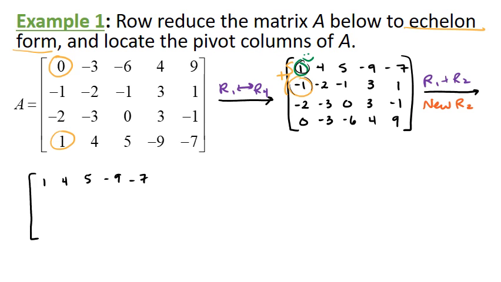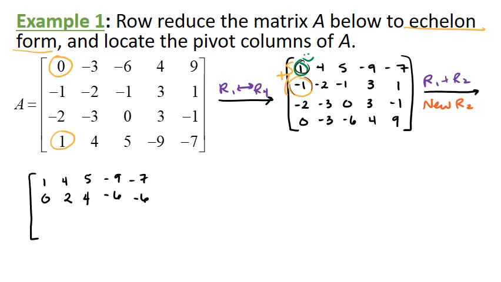1 plus negative 1 is 0. 4 plus negative 2 is 2. 5 plus negative 1 is 4. Negative 9 plus 3 is negative 6. And negative 7 plus 1 is also negative 6.